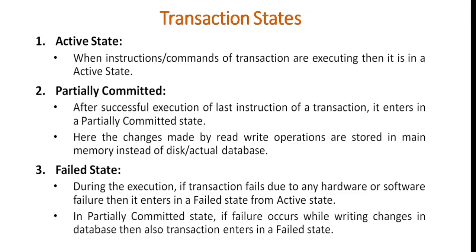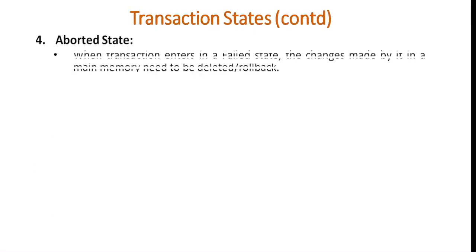In partially committed state also, if failure occurs while writing changes in the database, then it also enters a failed state. Means a transaction can enter a failed state either from active state if any problem occurs, or from partially committed state if any failure occurs while writing changes in the database system. Okay, so this is the failed state of transaction. The next state is aborted state.